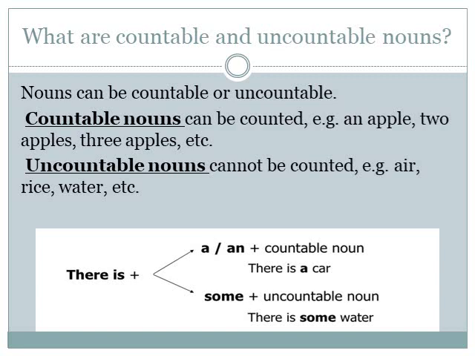Look at this example. We use a or an with a countable noun if it is singular. There is a car. Or use some plus an uncountable noun. For example, there is some water. So these are examples of countable and uncountable nouns.